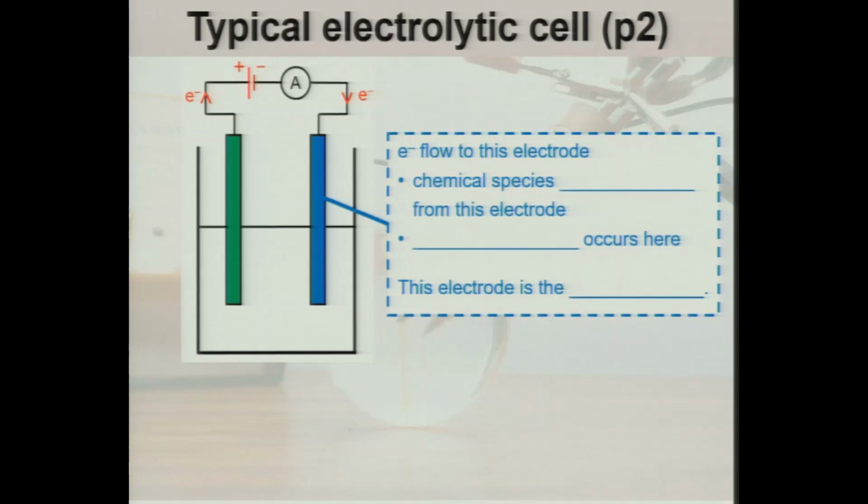You work from the battery, okay? You work from the battery. The battery is the motivator. It drives the reaction, okay? So the negative end of the battery will always push electrons out. The negative end of the battery will always push electrons out to the right side electrode, in this case, the blue color electrode.